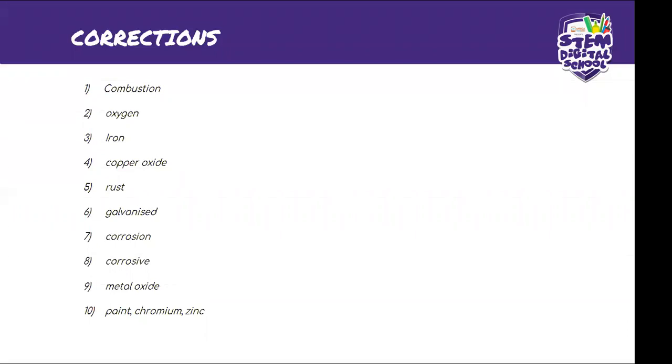Besides these ones, you can also do what? You can also lubricate them with oil. You smear them with oil. So apart from painting, chromium and zinc, we can also oil them. We can also electroplate them. Okay, all right. So we have got various ways.